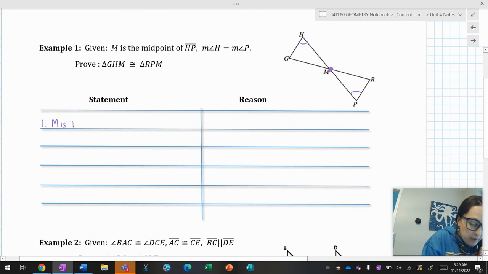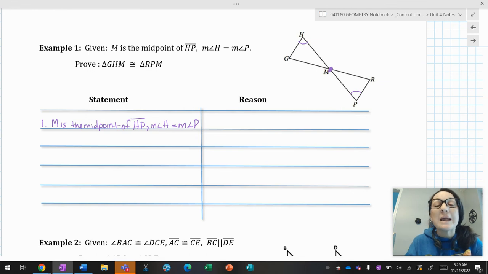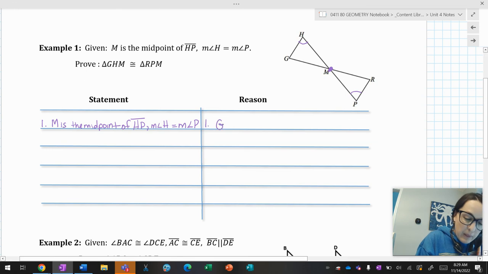M is the midpoint of HP, and the measure of angle H equals the measure of angle P. I don't know if we've said this before, but when you see a little m in front of the angle symbol, it means measure of. It's just another way of saying that angles are equal. Okay. And that's given.